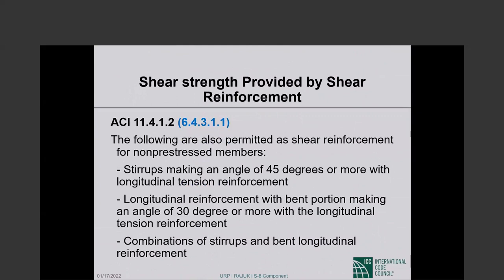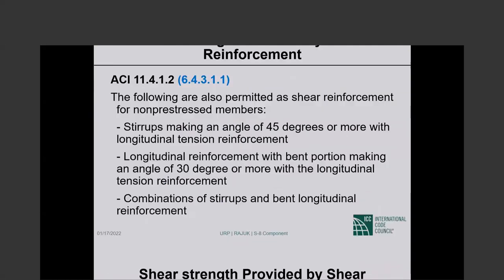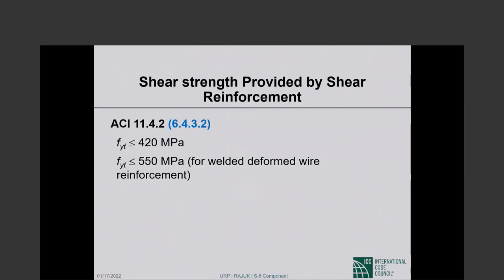And then the following are also permitted as shear reinforcement. Stirrups making an angle of 45 degrees or more with longitudinal tension reinforcement. Longitudinal reinforcement with bent portion making an angle of 30 degrees or more with the longitudinal tension reinforcement. Combinations of stirrups and bent longitudinal reinforcement. Yeah, some of this stuff I don't want to spend time discussing.